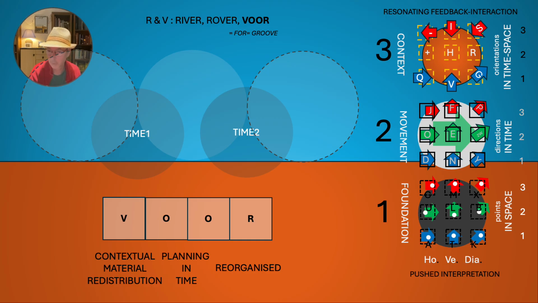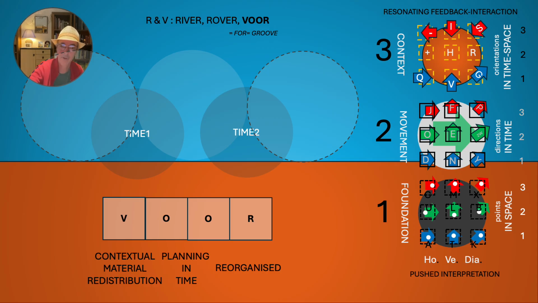VOOR, like for, so for someone, for a purpose. It's almost exactly the same meaning as for. But it also means groove. It's a certain groove in the ground to plant something in. So you make a groove. A voor is really for the farmer in the land where he says, okay, here I can plant something in.